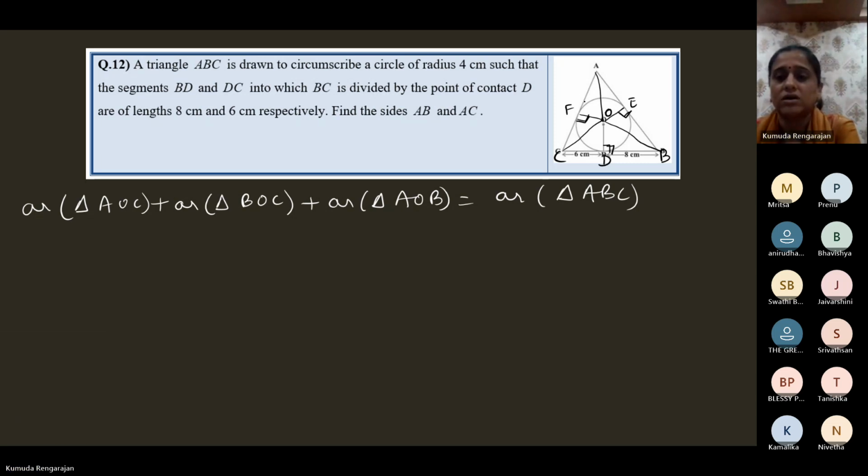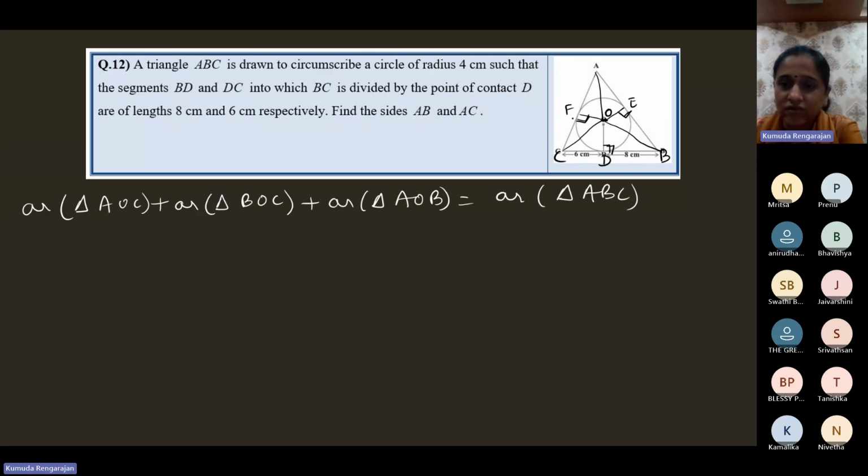Now, how many points do we see in this figure? We see about 6-7 points. Point O lies inside the circle. It's the center of the circle. The points D, E, and F lie on the circle. So which are the points outside the circle? A, B, and C are the points outside the circle. And we have tangents to the circle from these outside points A, B, and C.